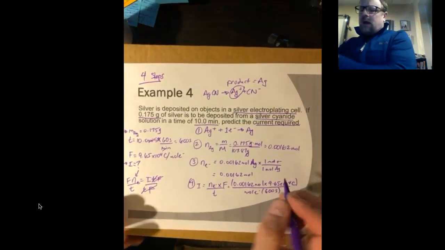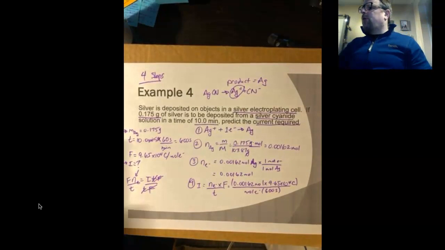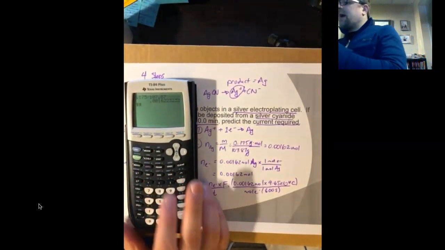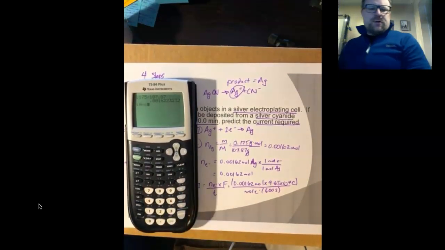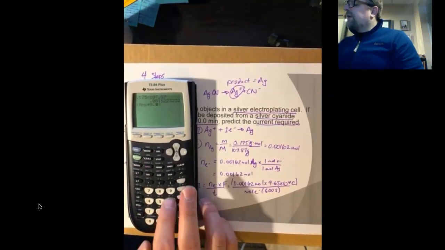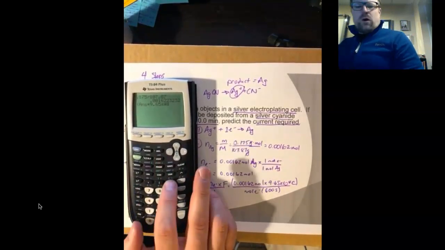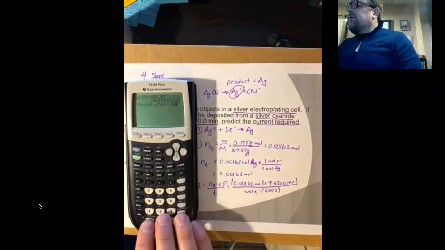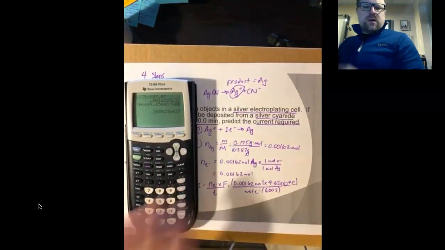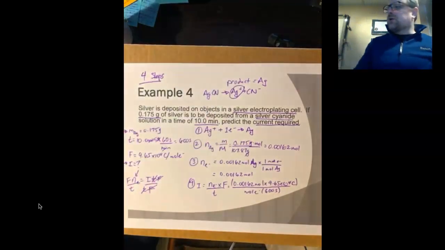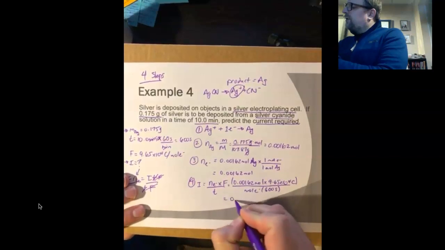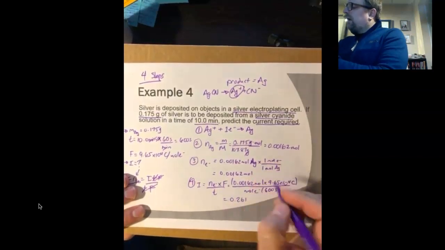All right, so then I'm going to go back into my calculator. Remember, I've already got that number in here. So all I have to do is go bracket, second function answer, and that just pulls that previous number in there, times 9.65 times 10 to the power of 4, divided by 600 seconds. Okay, and we get 0.261. Checking my sig digs, yeah, okay, so this will be 0.261 amps.